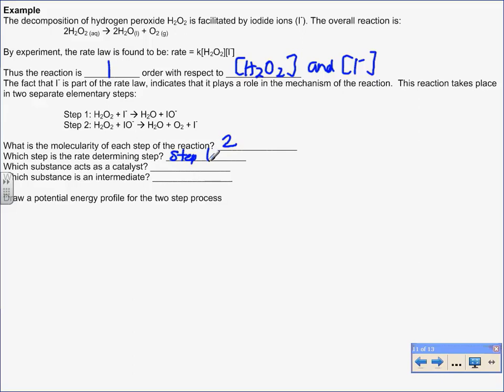The substance that's acting as a catalyst in this reaction is the I minus, and we know that it is a catalyst because a catalyst is something that's used in the reaction, it affects the rate, and it's not consumed in the reaction. So the I minus is used in step 1, but then reproduced in step 2, which is the opposite of an intermediate. An intermediate is something that is produced in one step of the reaction and then used up in another step of the reaction. So in this case, the intermediate is IO minus.